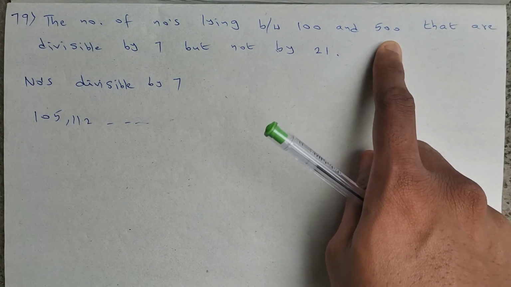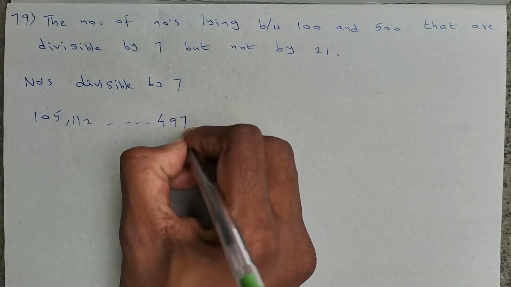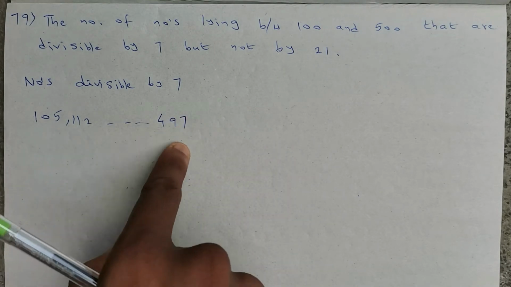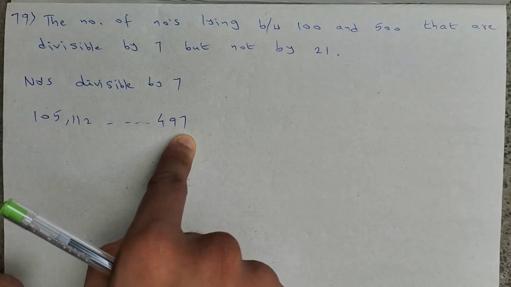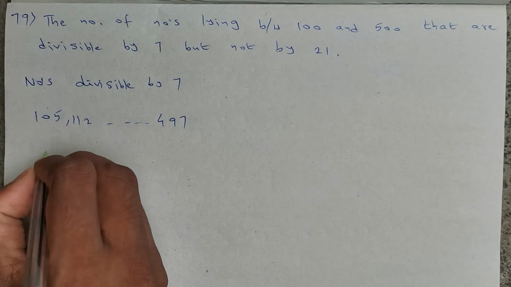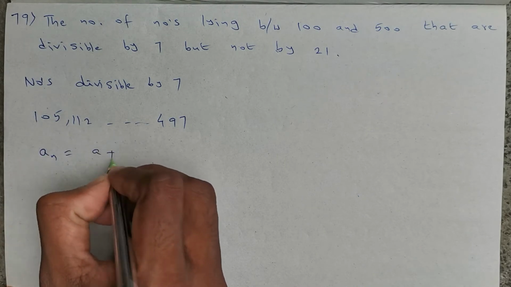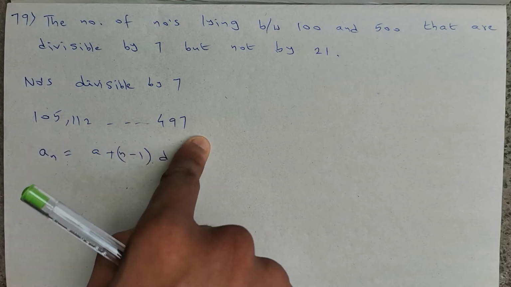500 is not divisible; 499, 498 are not, and 497 is divisible. So the series we have is 105, 112 and so on till 497. First let us find how many numbers there are. The general term an equals a plus (n minus 1) into d, because all these numbers will be in AP.